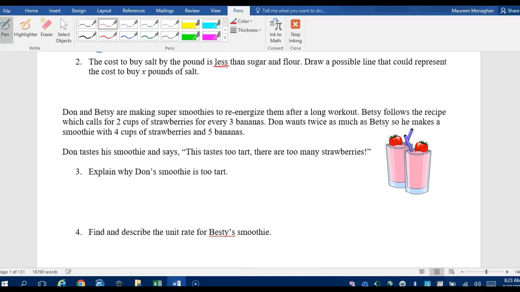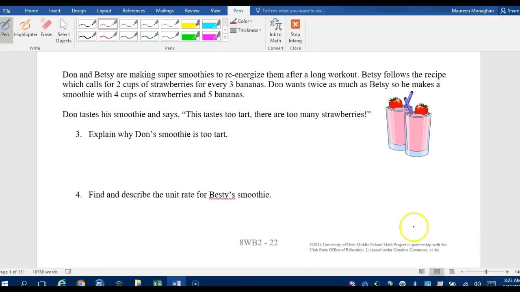Let's look at this next problem. Don and Betsy are making super smoothies to re-energize after a long workout. Betsy follows the recipe, which calls for 2 cups of strawberries for every 3 bananas. Don wants twice as much as Betsy, so he makes a smoothie with 4 cups of strawberries and 5 bananas. So it looks like Betsy is 3 bananas for every 2 strawberries, and Don is 5 to 4.